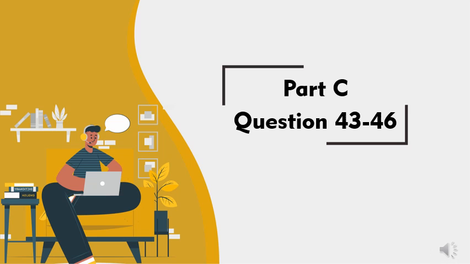Questions 43 through 46. Listen to a talk by a history professor. In the last class, we talked about the development of the railroad system in the United States. Today, we're going to talk about the development of the subway. I'm going to start with the New York City subway because this was the first subway system in the United States. The New York City subway took quite some time to get started.